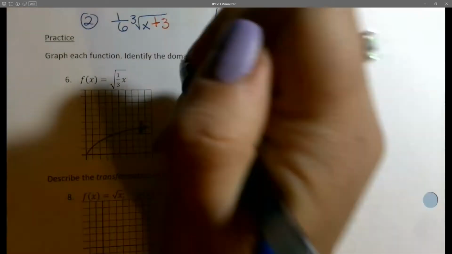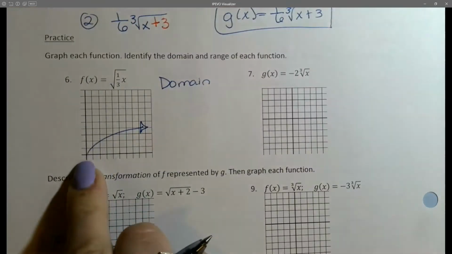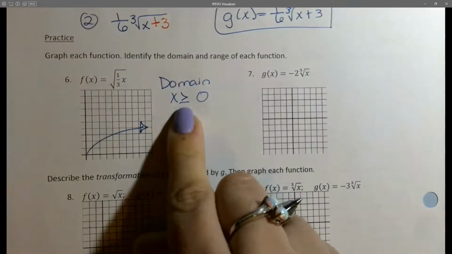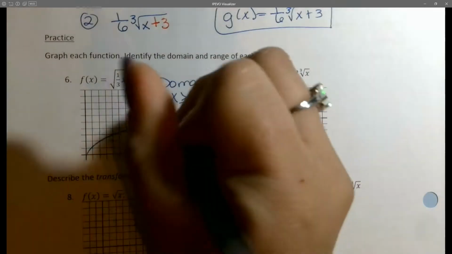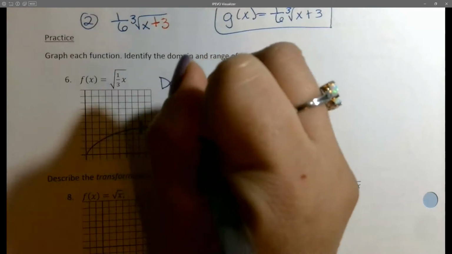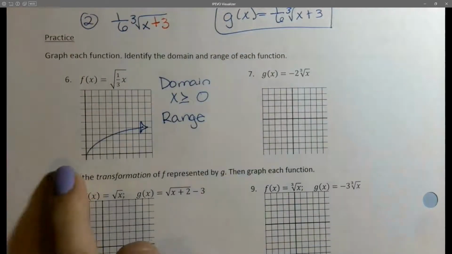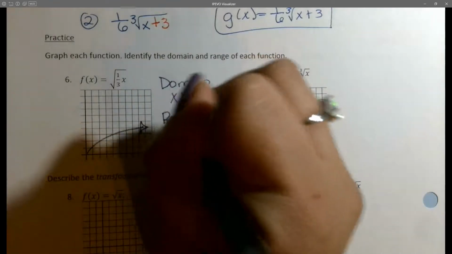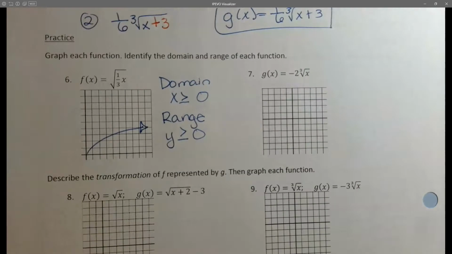My domain here is again starting at 0 and going right forever. So my domain is x is greater than or equal to 0. Remember, greater than is the right side. Then I want to write my range. My range here also starts at 0 and then goes up forever. So this is y is greater than or equal to 0.